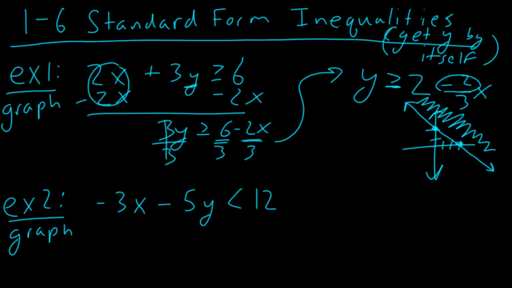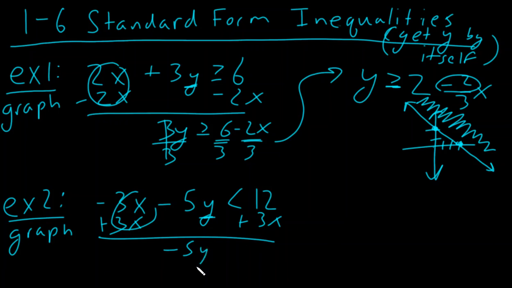In fact, that's how easy it should be for you to graph at this point. All right, let's talk about example 2. Well, I notice that my y is here on the left side again. So we'll start by getting rid of our x plus 3x on both sides. And now we have negative 5y is less than, and here I'm going to actually write the x term first, 3x plus 12. Now, notice we actually have a problem.